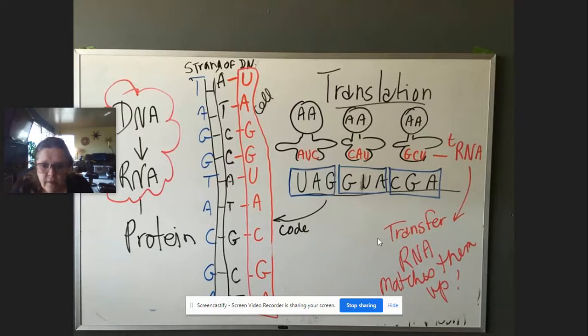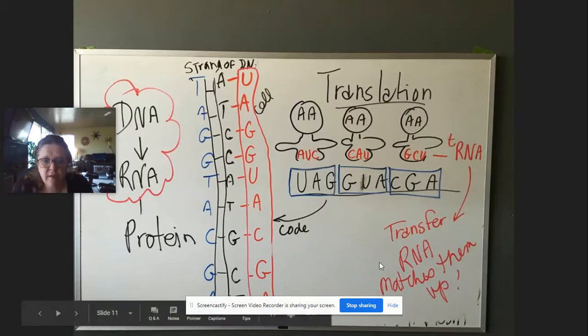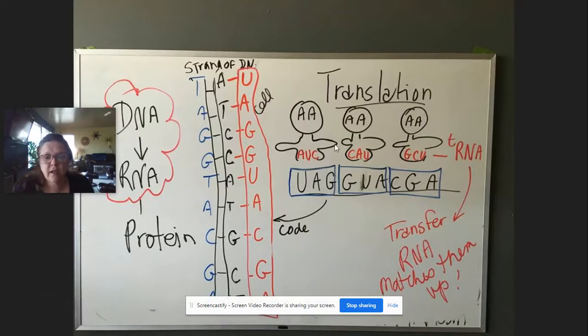Okay, so then that machinery is going to match them up, and what's going to happen is the ribosome is going to read this amino acid and put it together with the next amino acid, which is going to be GUA and then CGA, and it's going to match them up and march them out in a big long chain of amino acids, which is specifically what a protein is.